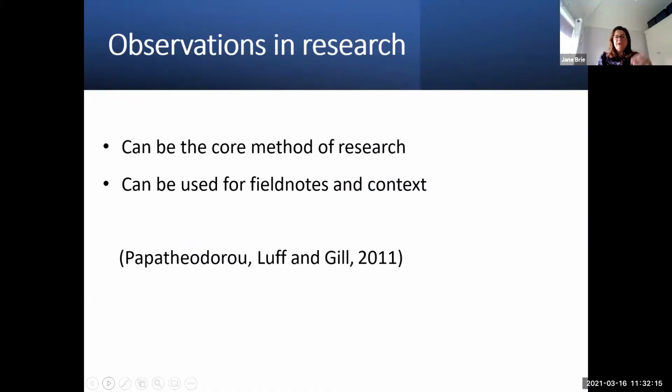So observations in research, so it can be a method. Observations is a method, isn't it? How am I going to find this information out? I want to know about what type of toys a child plays with, or how many times they interact with a friend, or how many times they use the library, whatever it might be. It can be a method. That's how you gather your data, by using observations. But also it can be used for sort of field notes, for gathering information and for setting the context as well. So observations of the environment as well.